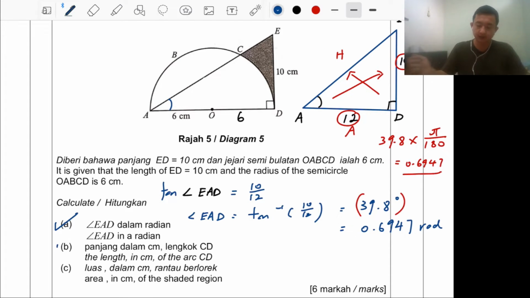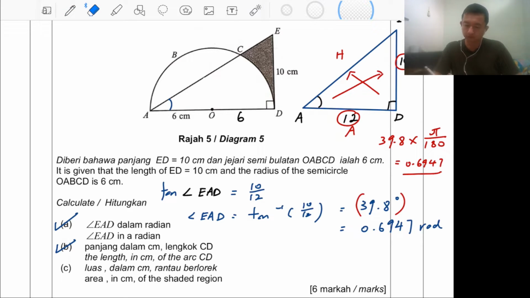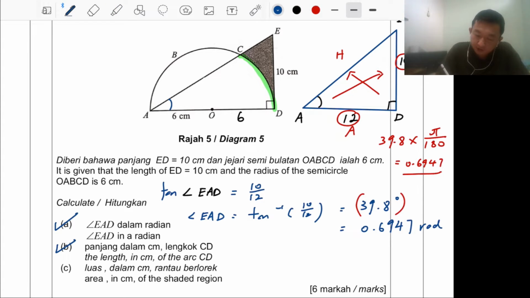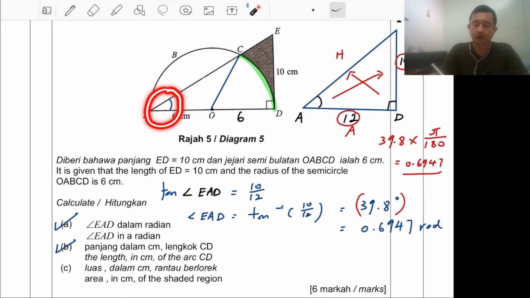Now we look at B. The length in cm of the arc CD. Okay, everything is clear now. You have to find the arc CD, and you do know about the radian. Do you know about the radian? Okay, one more step. Please draw a line here. Angle at the circumference. Sorry, let's start again.